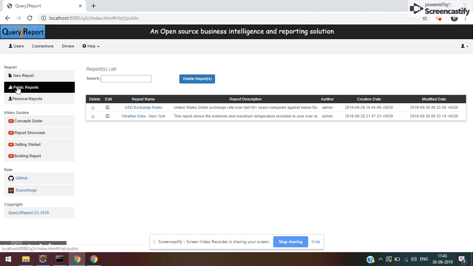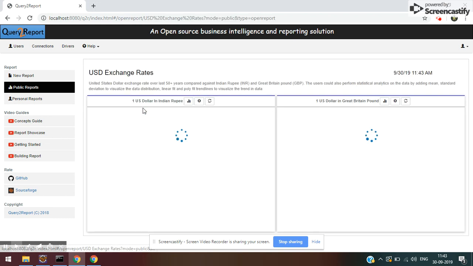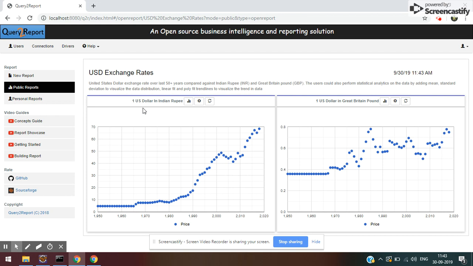The second use case that we are going to showcase is the exchange rates. The report shows the Indian rupee conversion rate as well as the pound conversion rate. We see that there is a steady increase in the conversion rate for Indian rupees, whereas for the pound, the conversion rates are flattening over the last few years.